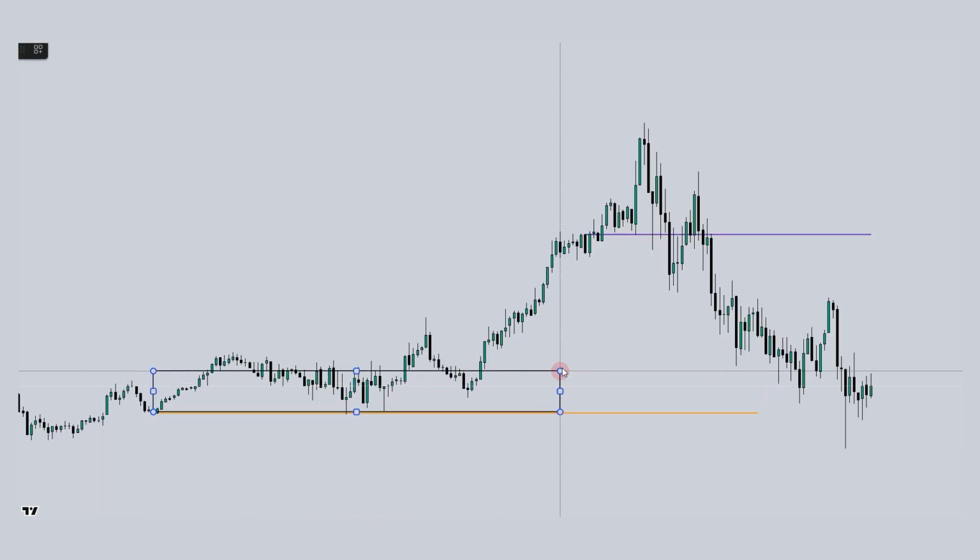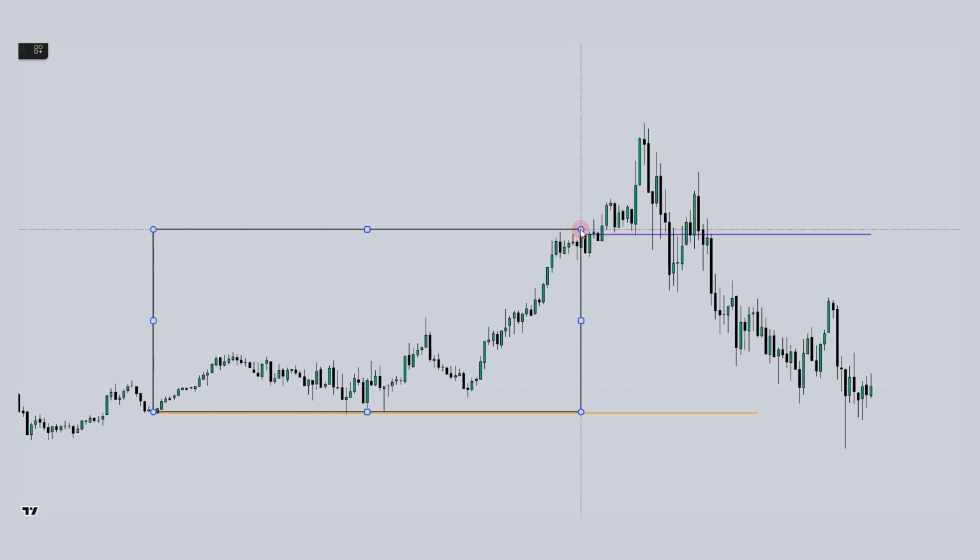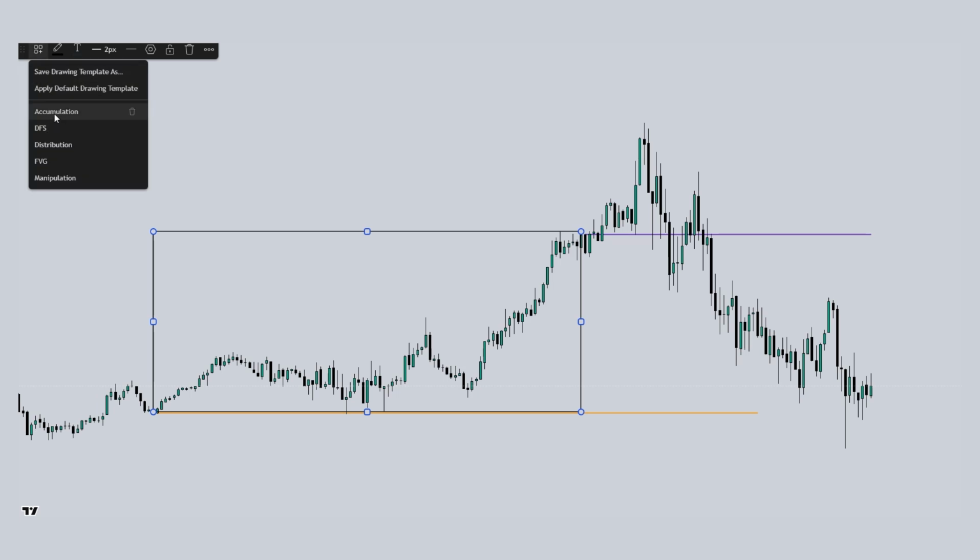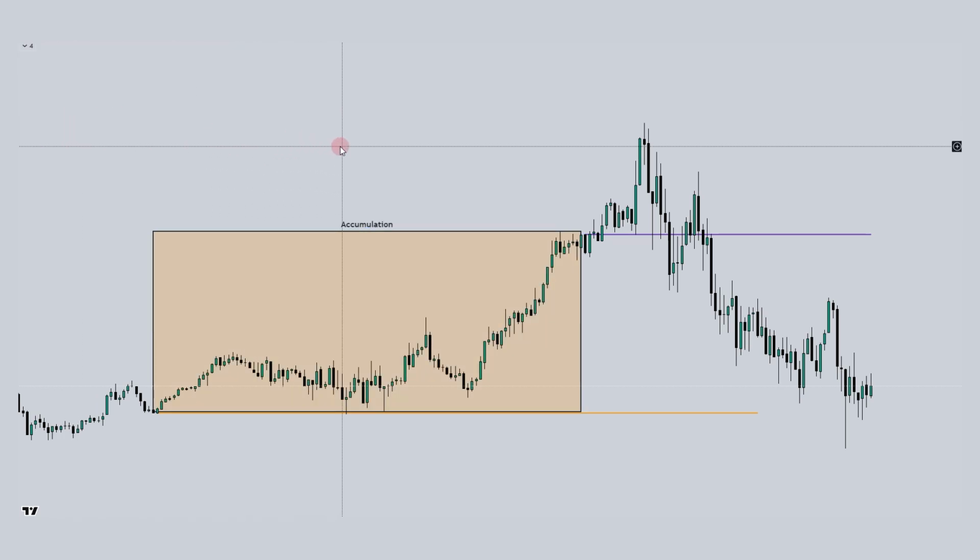Power of Three is a model that describes how a market maker works during the day. The day is divided into 3 phases. First, accumulation, the phase of accumulating liquidity and waiting. This is usually the Asian session and the first half of the London session, when the market is range-bound and seems to be gathering future stops.